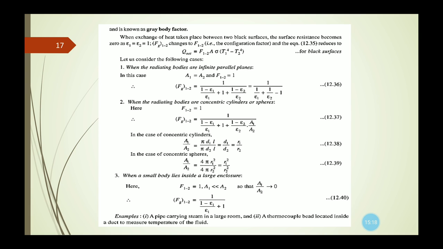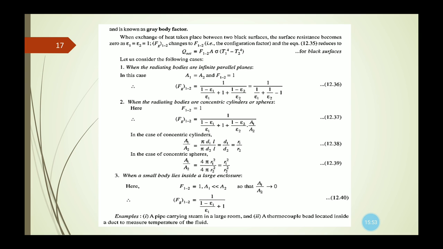So the first case is when the radiating bodies are infinite parallel planes. In case of infinite parallel planes, the area will be the same, and F12, that is the configuration factor, equals 1. So the gray body factor is ultimately represented as 1 by (1/epsilon 1 plus 1/epsilon 2 minus 1). This is the representation of the gray body factor when the radiating bodies are infinite parallel planes.